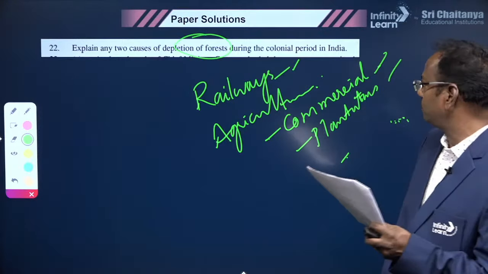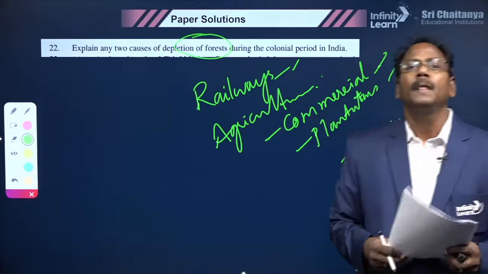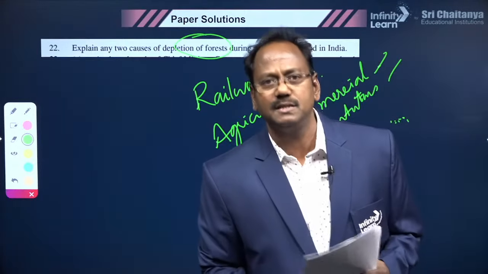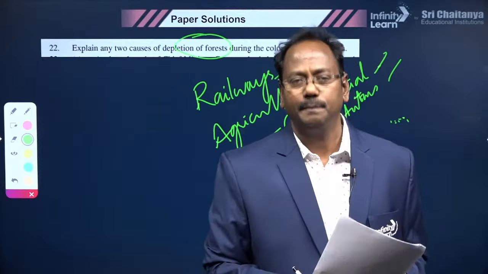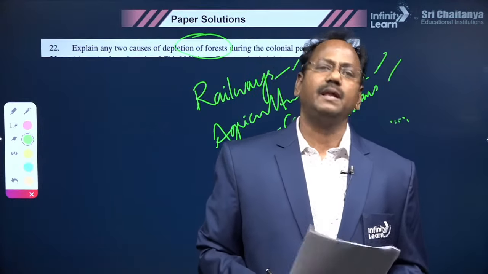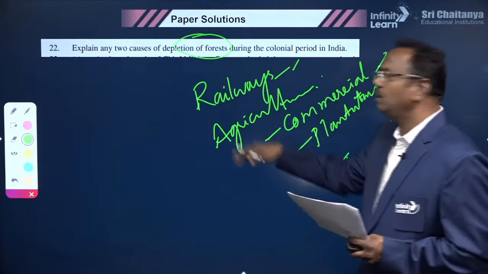That was also one of the reasons for the depletion of forest cover. Many of the local communities in these areas were following the slash and burn method of agriculture, one of the reasons for the depletion of forests in India. So these are all the reasons.